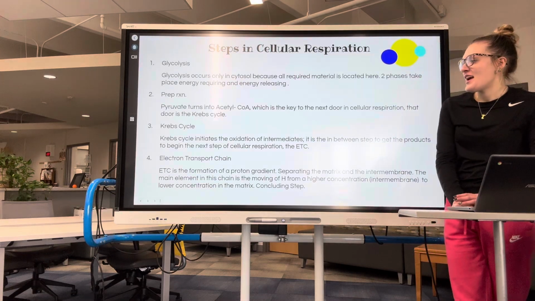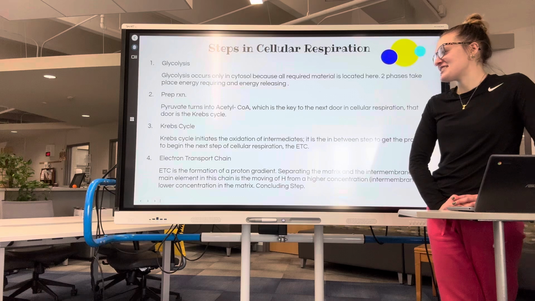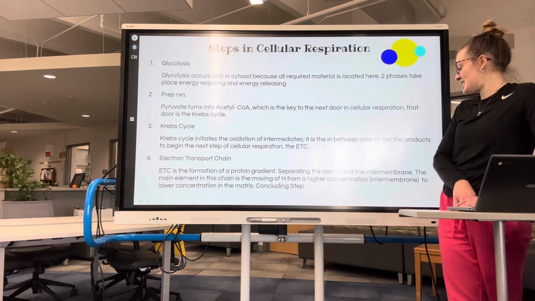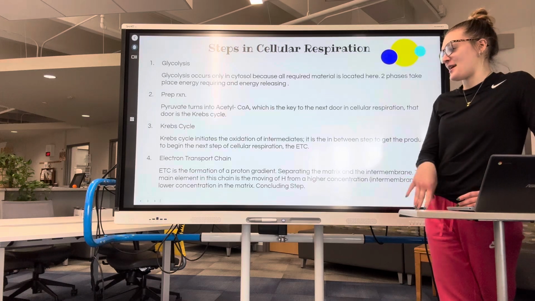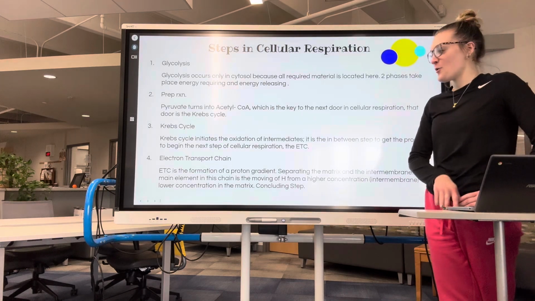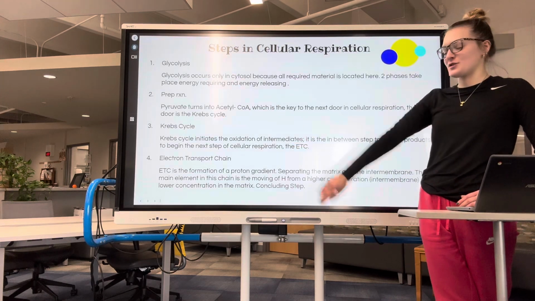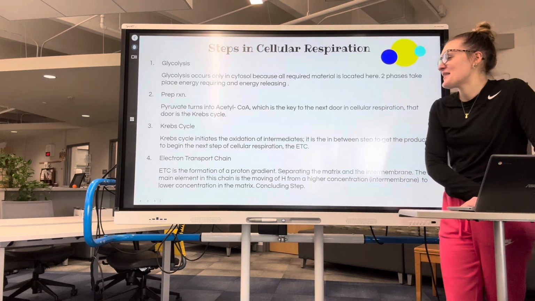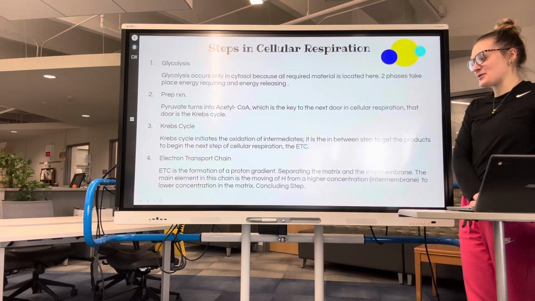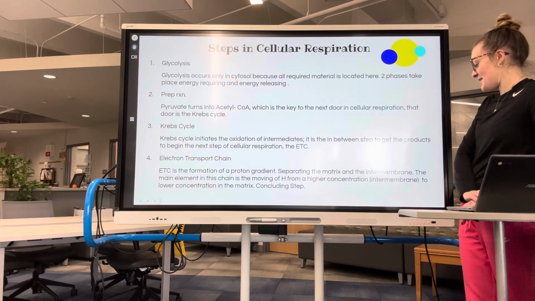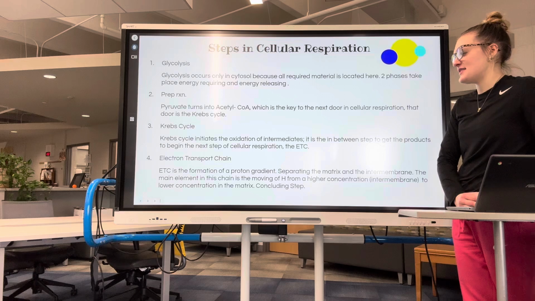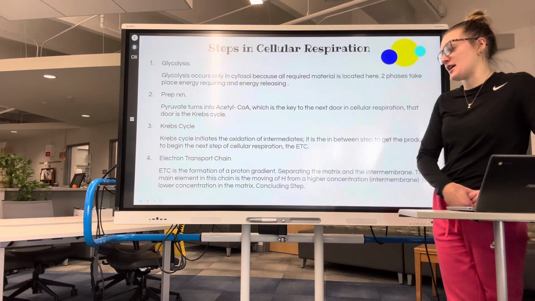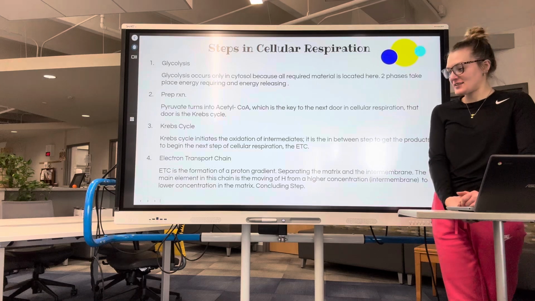Step 3. It initiates the oxidation of the intermediates, and it is the step in between to get the products to begin in the next step of cellular respiration, which is the ETC, the electron transport chain. The ETC is the formation of a proton gradient, separating the matrix and the intermembrane. The main elements in this chain is the moving of the H from a higher concentration to a lower concentration in the matrix.